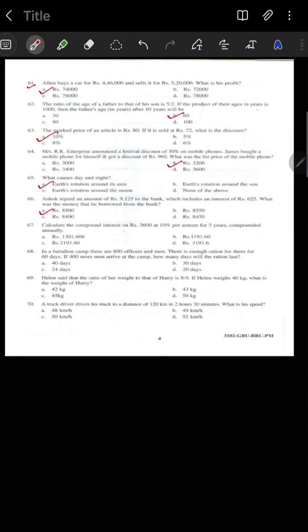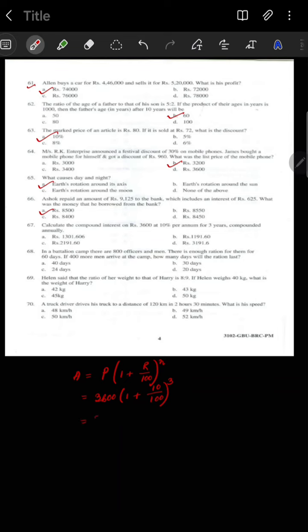Calculate the compound interest on rupees 3600 at 10% per annum for 3 years, compounded annually. So first of all you have to find the total amount, which is equal to principal amount into (1 plus rate of interest by 100) to the power of the number of years. Putting in the values, your principal amount is 3600 rupees, then 1 plus rate of interest, 10 by 100, and the n value is 3 years.